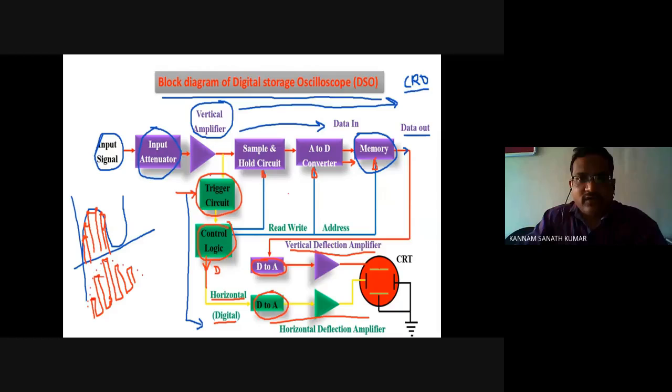So what will the A to D converter do? It will digitize the given signal. It will convert the series of pulses to a digital signal, and this digital signal is given to the memory. So whatever digital data is there will be stored in the memory. Okay, and that digital data will be connected to the control logic.